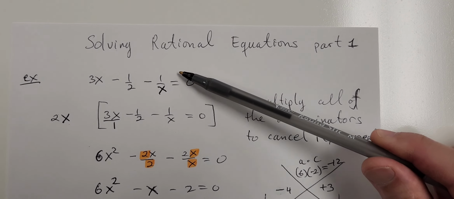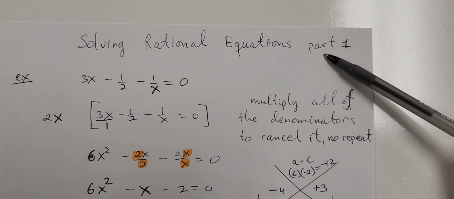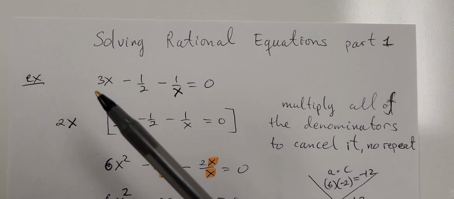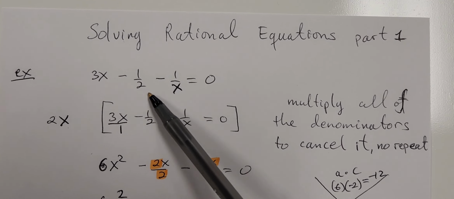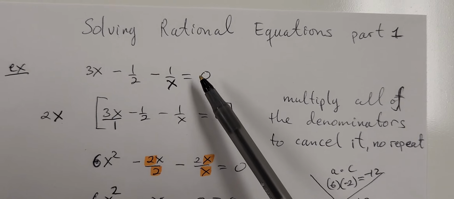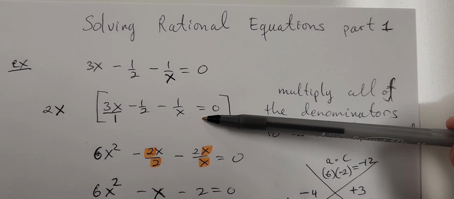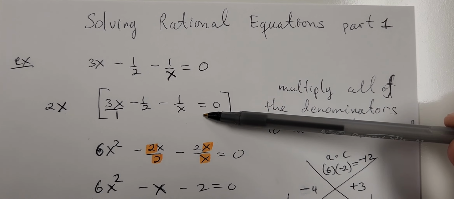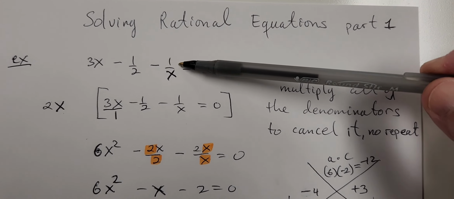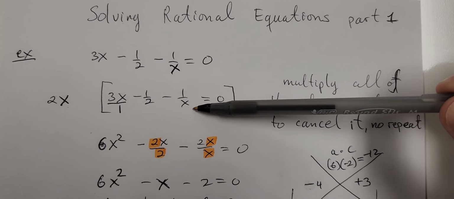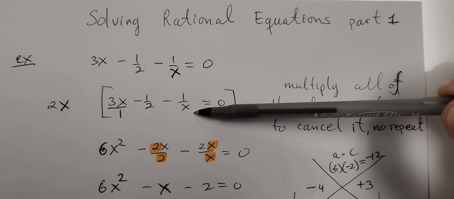This lesson is solving rational equation, part 1. Here we have an example: 3x minus 1 over 2 minus 1 over x equals 0. Let's rewrite this line down here so we know all of the denominators.